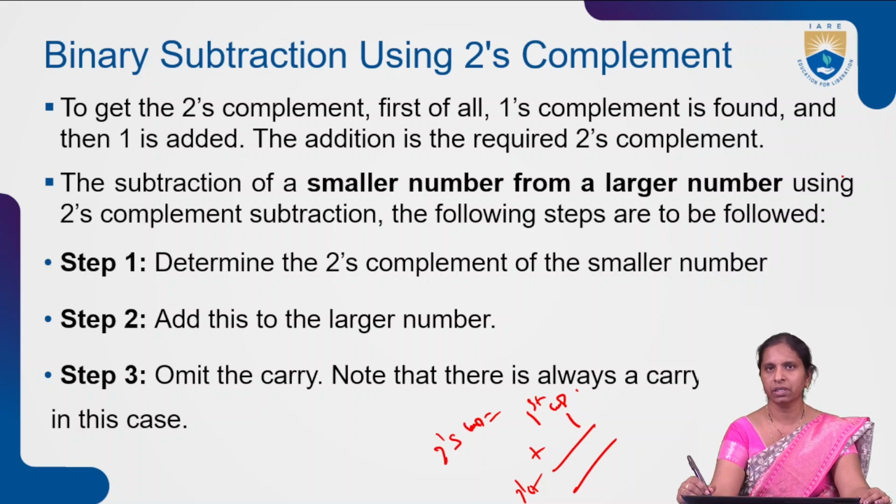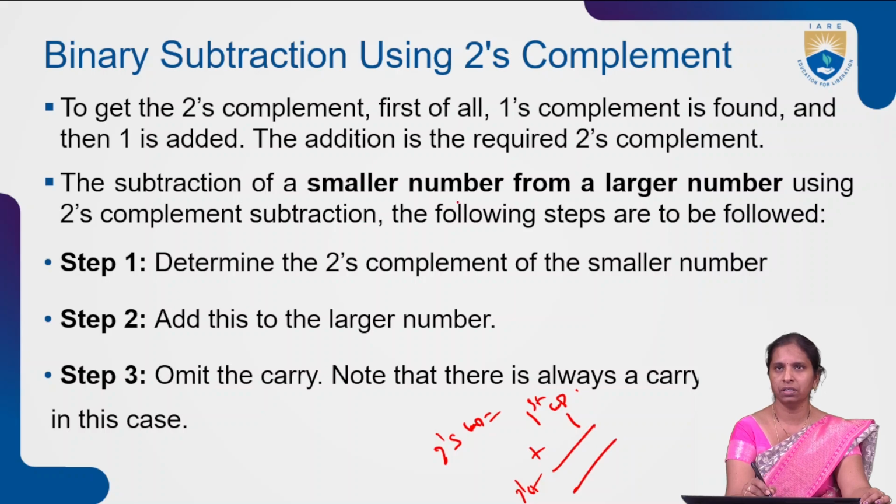Now, here also you are taking two cases. What are the two cases? First case is subtraction of the smaller number from a larger number. Then how do you perform the subtraction for binary numbers using 2's complement? The first step is determine the 2's complement of the smaller number. And the second step is add this number to the larger number. Then omit the carry because you are subtracting smaller number from a bigger number.